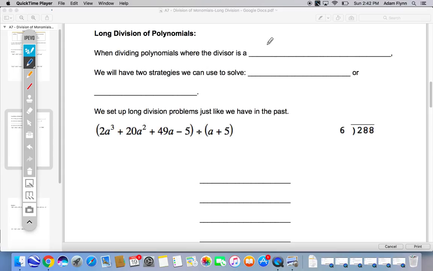So when dividing polynomials where the divisor is a binomial or larger, we will have two strategies. We'll use long division or synthetic division. And we'll find that it doesn't matter which strategy we use to divide polynomials, we will get the same answer.